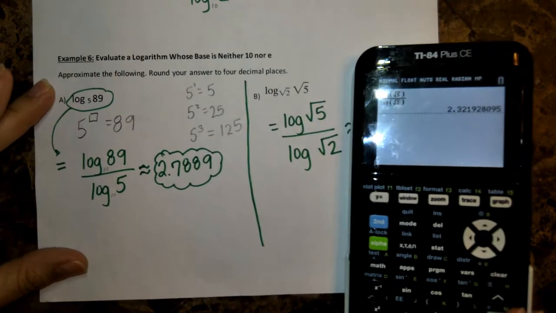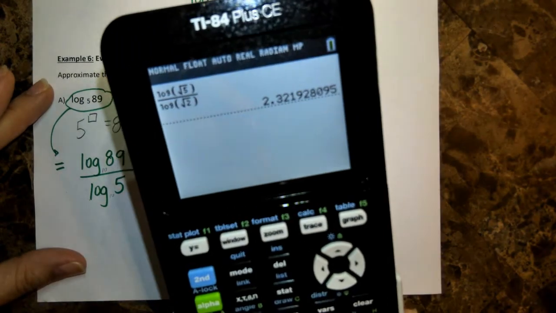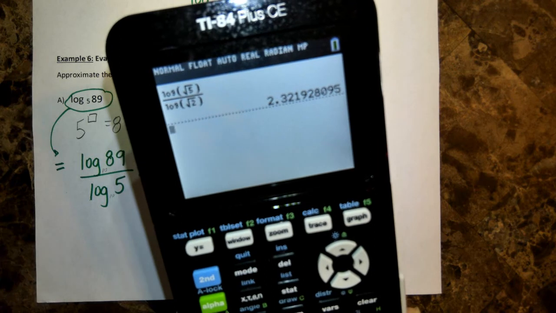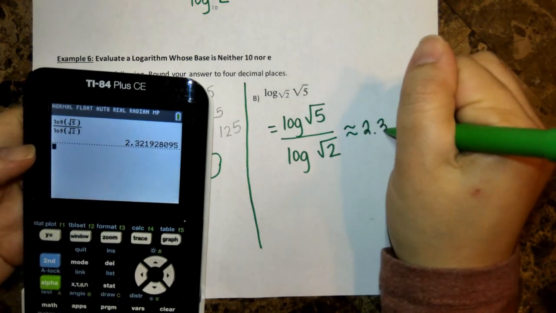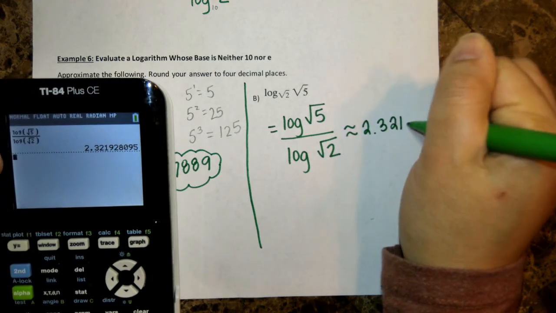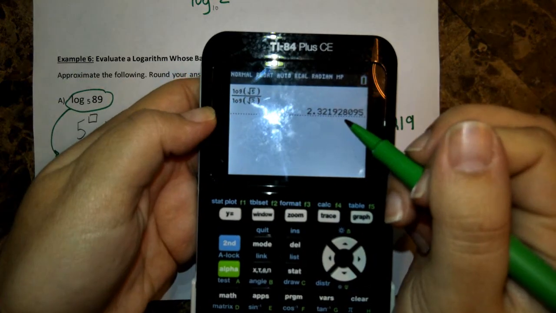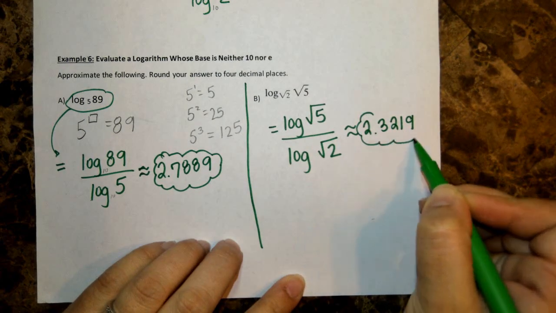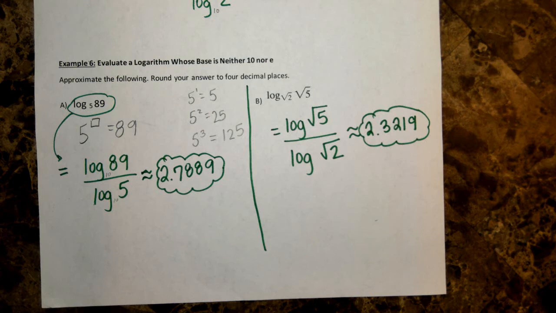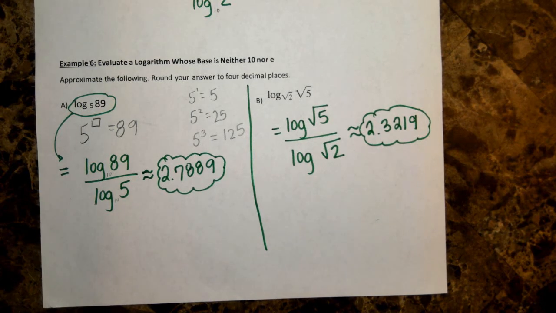There you go. That's how I typed it in, and I got about 2.3219, and it doesn't round up because the next digit is a 2. It says round to 4 decimal places. And there's our answer. Okay. All right, and that is it for properties of logarithms.